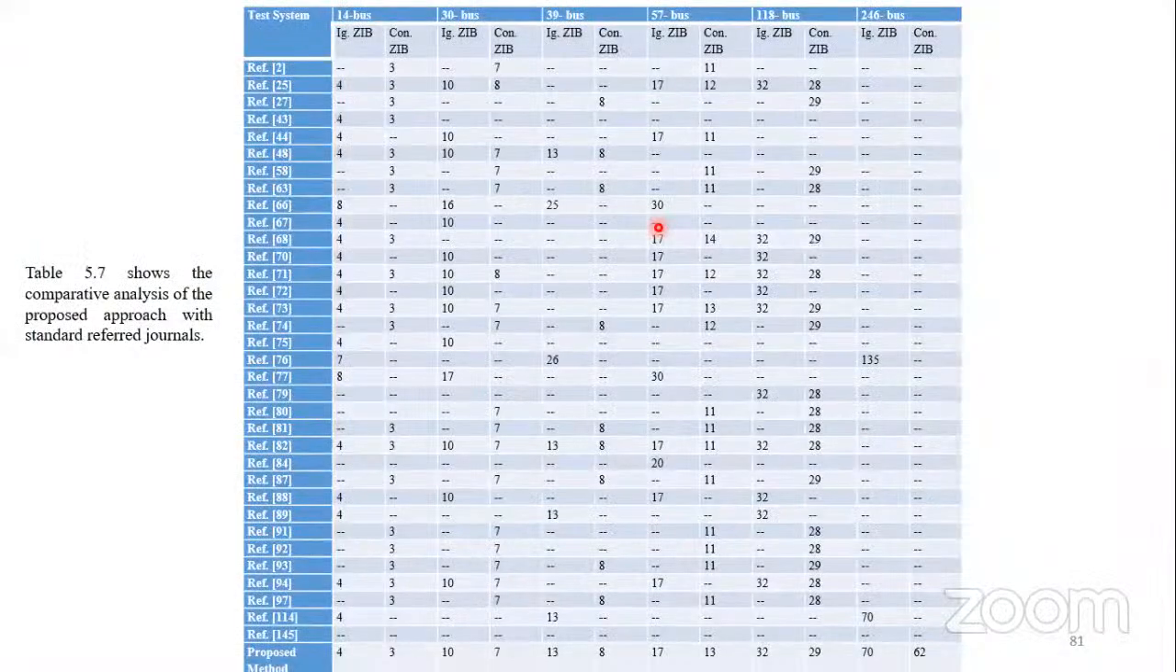Now we have compared this with so many papers. We have found that our solution is robust because it is good for all the systems, and it can handle even 300 bus systems at a faster rate and in a reasonable time. It gave the solutions of the PMU placement problem. So our method, which we have used to find the solution, is good.